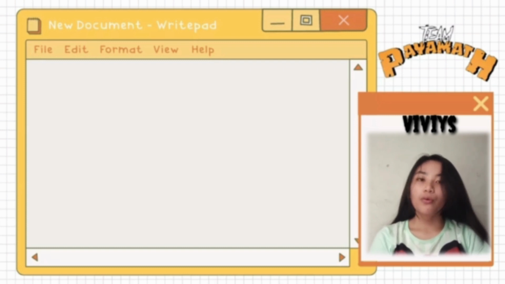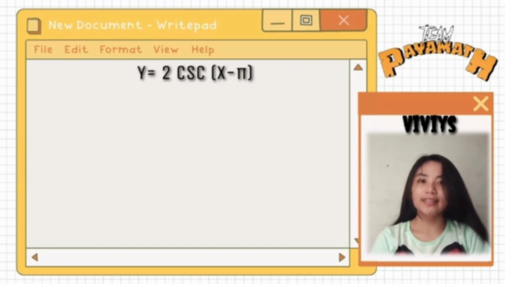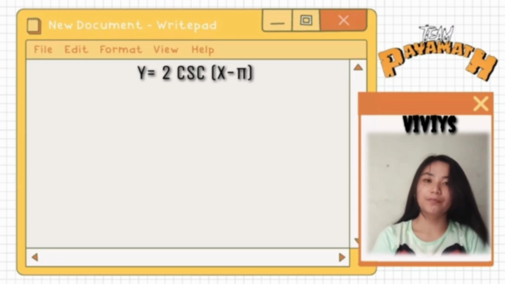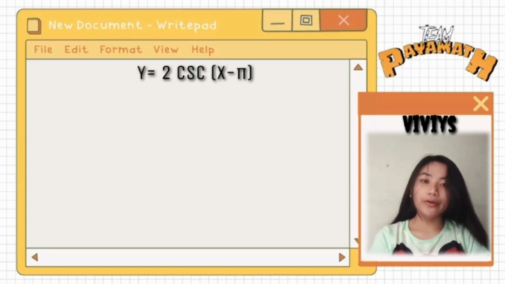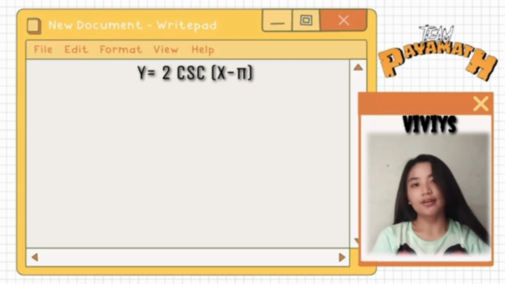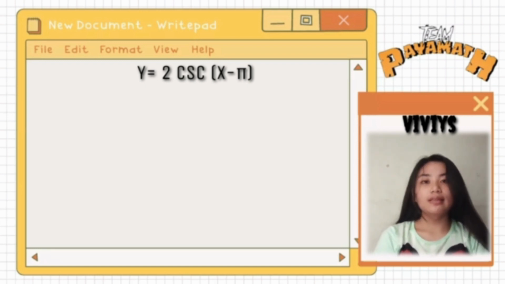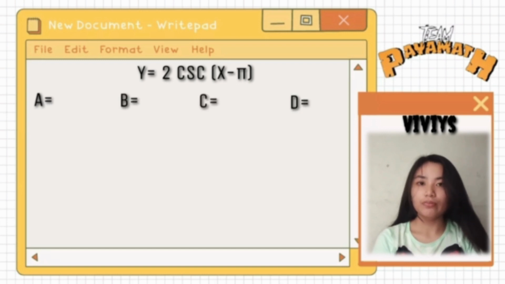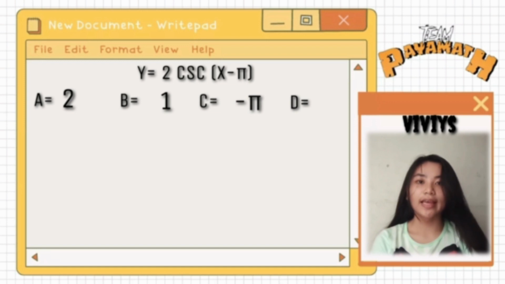We have y is equals to 2 cosecant quantity of x minus pi. So the first thing that we're going to do is to look if the function is already in standard form. So as you can see, it is already in standard form. Therefore, we can now proceed in identifying the a, b, c, and the d. For a is equals to 2, b is equals to 1, c is equals to negative pi, and d is 0.